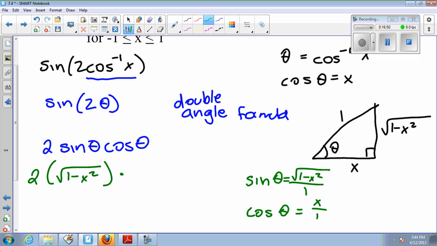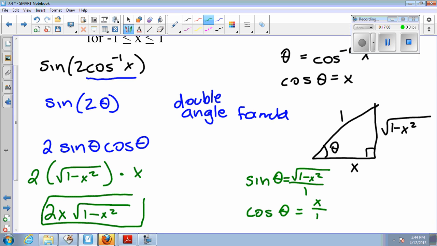So we're multiplying by x. So we have 2 root 1 minus x squared times x. The only thing that we can rearrange is the 2 and the x at the front. So we get 2x root 1 minus x squared. There's nothing more we can do. We are in terms of x. That is our answer.